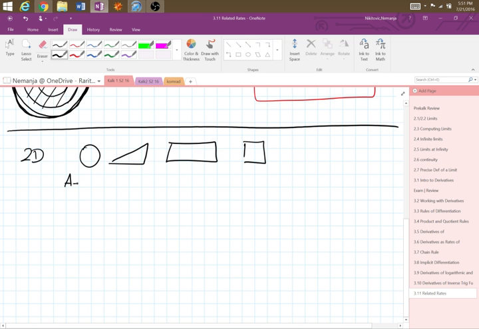So for the circle, area is equal to pi r squared. The circumference, which is the perimeter, is equal to 2 pi r. For the triangle, area is 1/2 base times height, and the perimeter is a plus b plus c when you add them all together. For the rectangle, area is a times b. The perimeter is 2a plus 2b, because those are all the sides added together. And for the square, we have a squared, and then the perimeter is 4a as you add all of the values around the square. So that's the stuff for 2D.